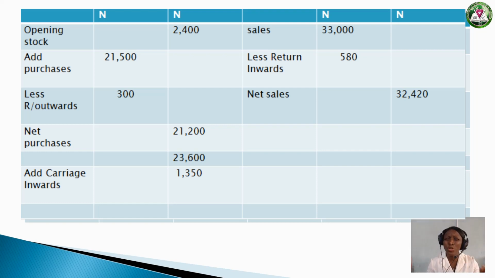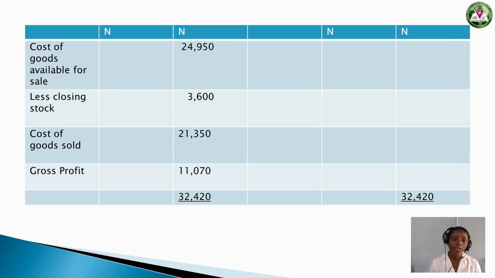Okay, now, you've not finished. Is there any money, any cost you spend in bringing in the goods? Check the transactions. The carriage. Yes, there is carriage inwards. So the money you use in bringing goods to your warehouse or to your store or point of sale is called carriage inwards. So how much is the carriage inwards? 1,350. Remember we said add. So you now add the 1,350 to the 23,600, and it will give you 24,950.